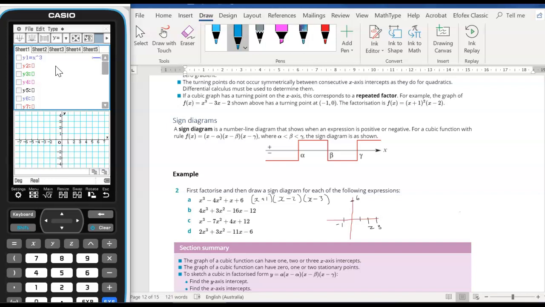Sorry, I probably should have done this before. Minus 4x to the power of 2 plus x plus 6. Oh, we didn't have to sketch the graph. That's all good. I don't know why I'm sketching it then.